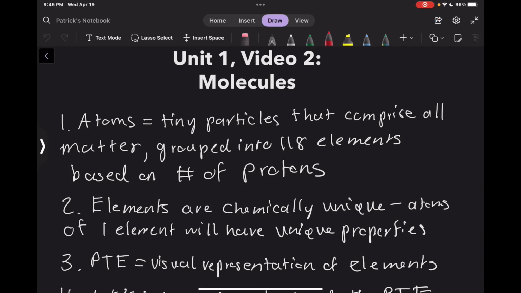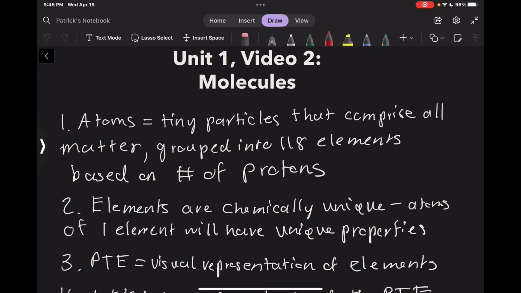In the previous video, we introduced the concept of the atomic composition of all matter in the physical universe, the classification of atoms into elements based on their number of protons, and the periodic table. Atoms, we remember, are the tiny particles that compose all matter, and depending on their number of protons, they are classified as belonging to one of 118 elements.